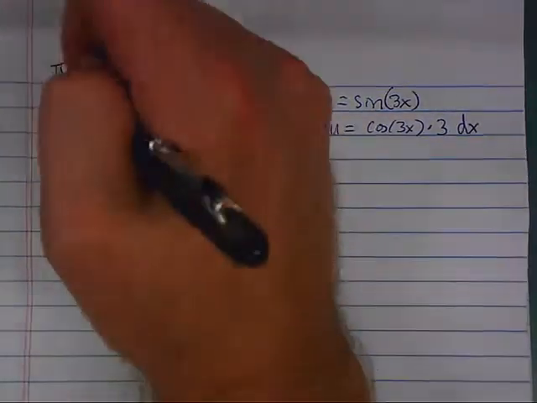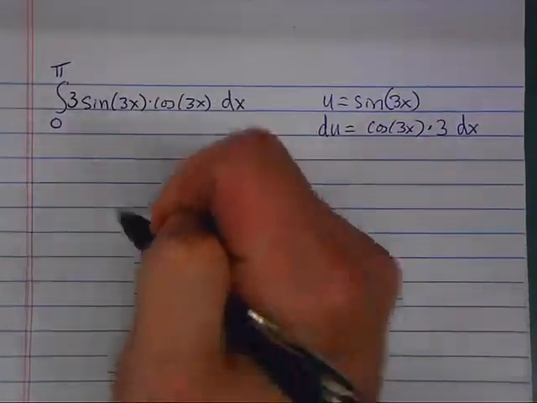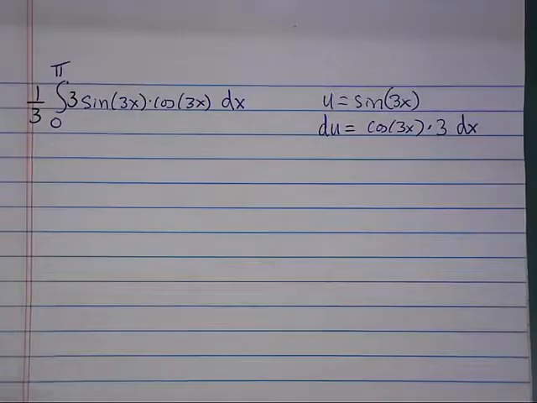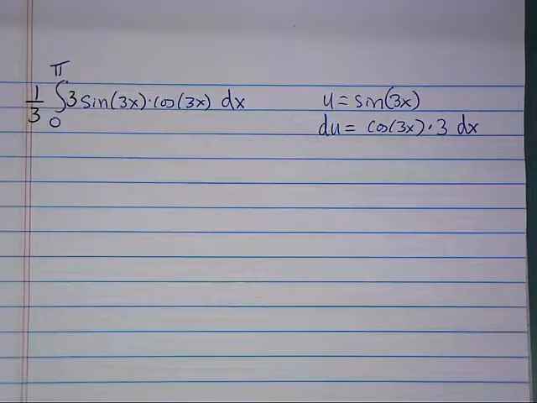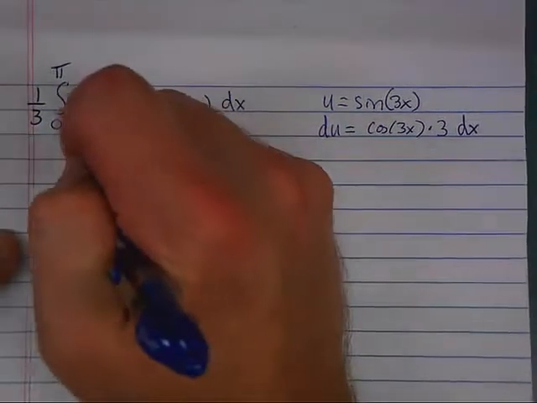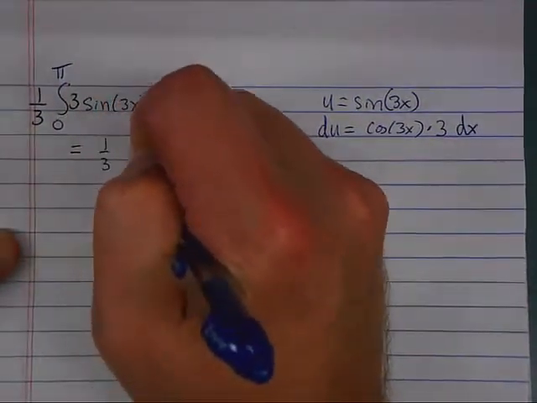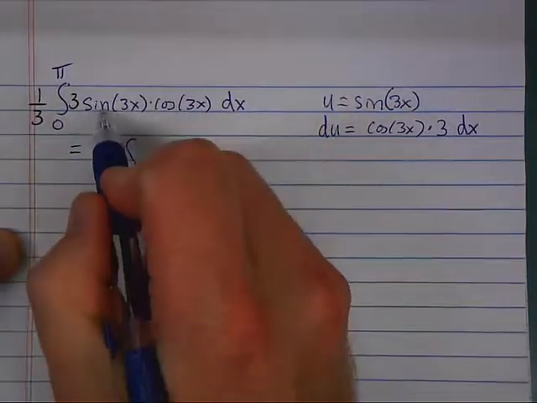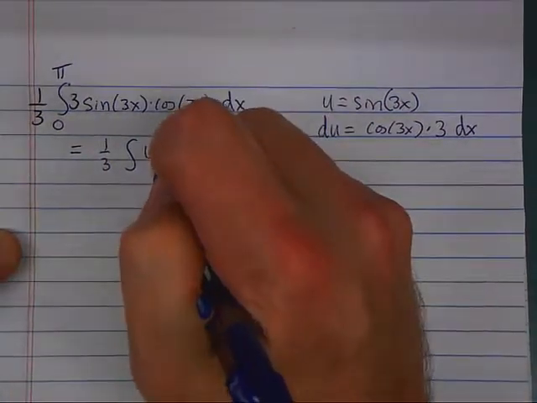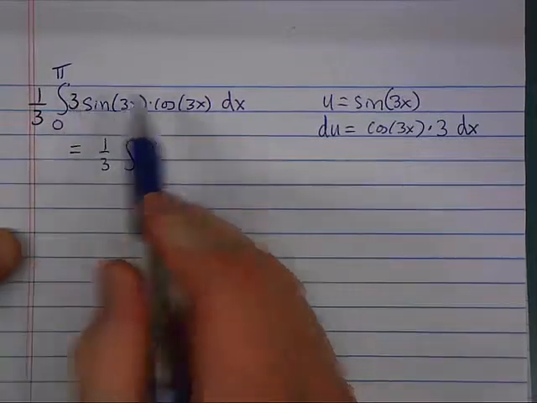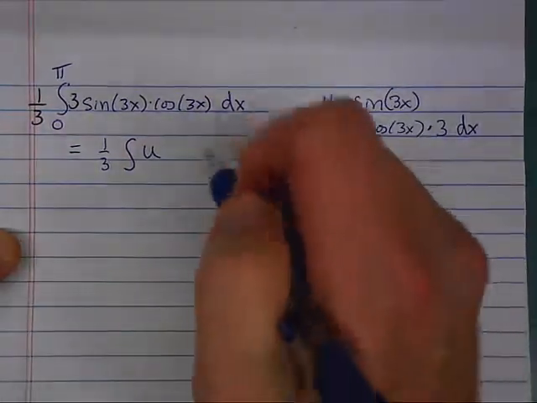So it's the same old trick. I'm going to stick a 3 in there, and if I stick a 3 in there, I need to put a 1/3 out front to balance it off. So we have 1/3 times the integral of sine 3x, that becomes u, and then everything else, 3 cosine 3x dx, that becomes du.